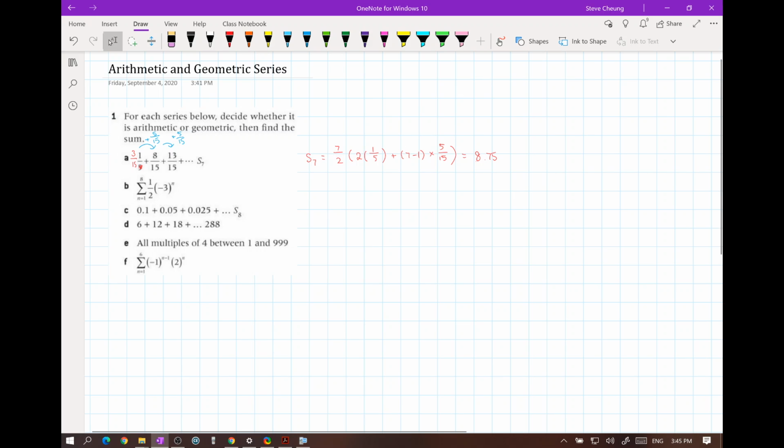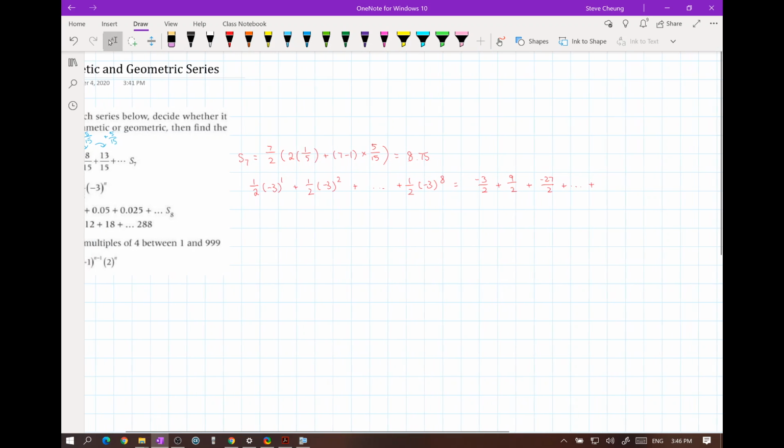Second one. So just write down a few terms here. The first one is 1 half times negative 3 to the power of 1. 1 half times negative 3 to the power of 2. Dot dot dot. 1 half times negative 3 to the power of 8. So the first one will just be minus 3 over 2. Next one will be 9 over 2. So maybe I should have written down one more here. But in any case, it will have been like this.